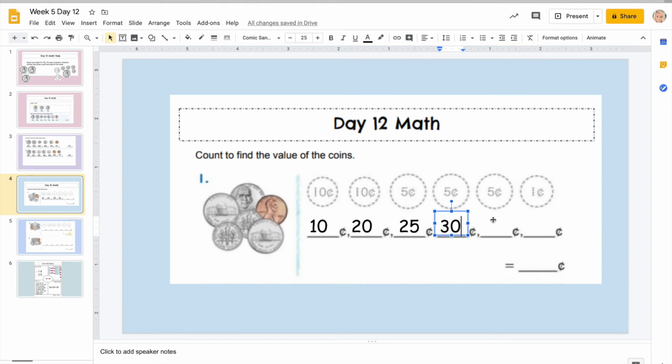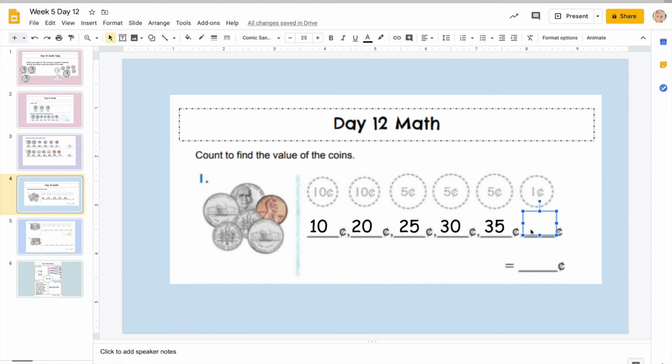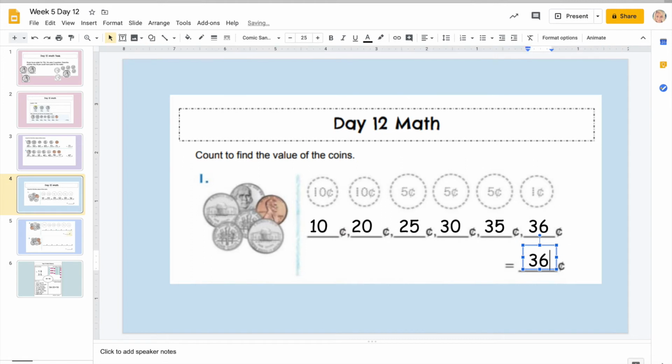Moving on, another nickel, 30 and 5 more is 35. And then we had 1 penny that will increase by 1. We have 36 cents. So there's a total of 36 cents for number 1 there.